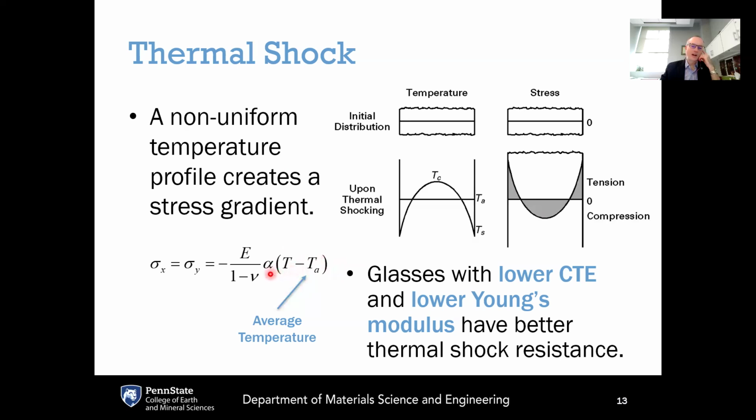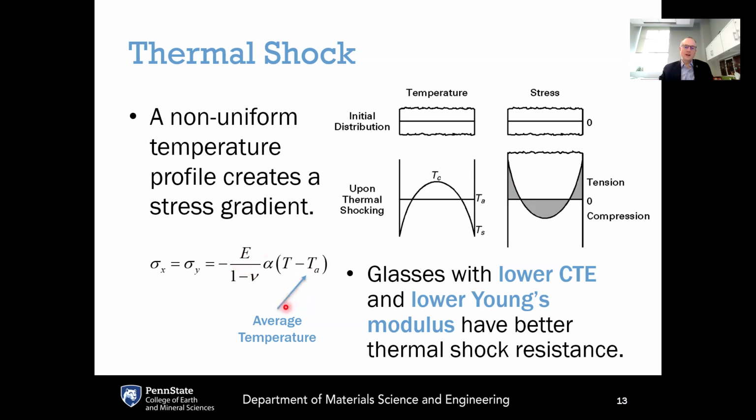That gets multiplied by the thermal expansion coefficient. The thermal expansion coefficient tells you how much strain the material undergoes per unit change in temperature. So this converts the thermal gradient into a strain gradient, and then that strain gradient gets converted into a stress gradient for a plate geometry by multiplying by minus Young's modulus over 1 minus the Poisson's ratio. So a temperature difference gets converted to a strain profile by multiplying by the thermal expansion coefficient, and then that gets multiplied by minus E over 1 minus Poisson's ratio to give a stress profile.